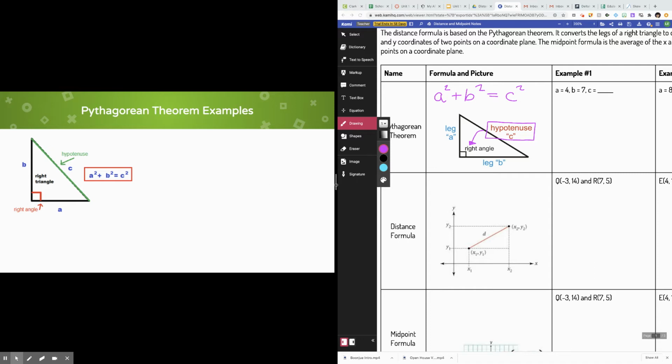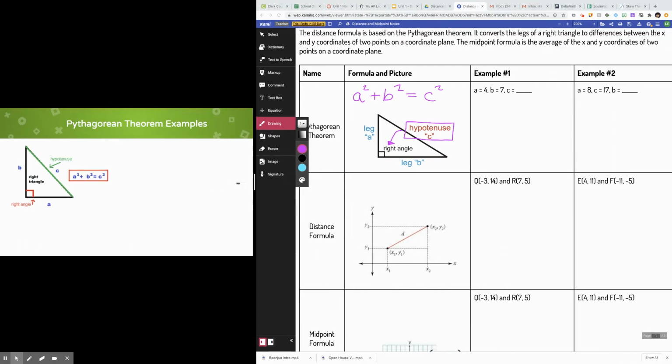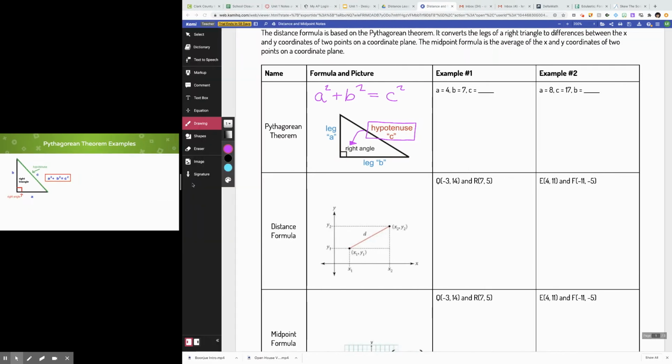Okay? And I'm going to do them over on the right side of your screen. So I'm going to change this a little bit, make this part a little bit bigger so that we can see this. All right, so I'm going to do two examples for you here. In the first example, I gave you that A is equal to 4 and B is equal to 7, and I want to know what C is. C is what I don't know.